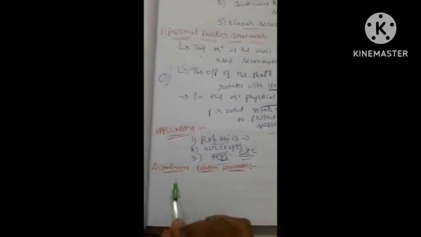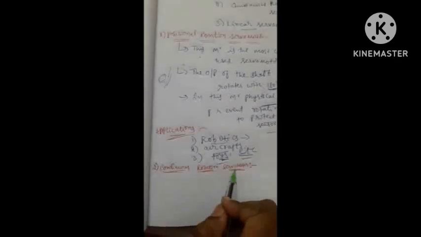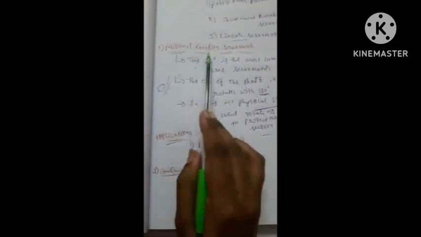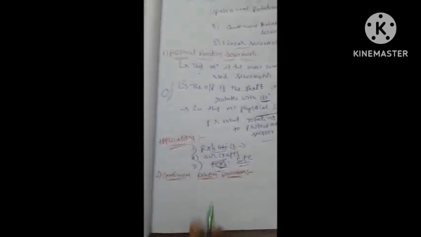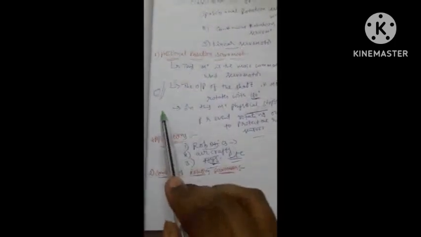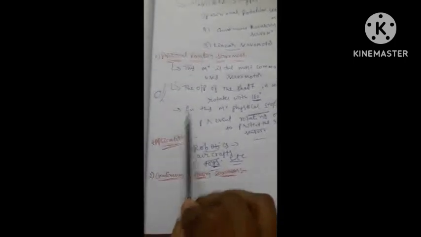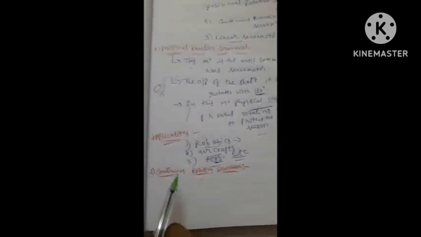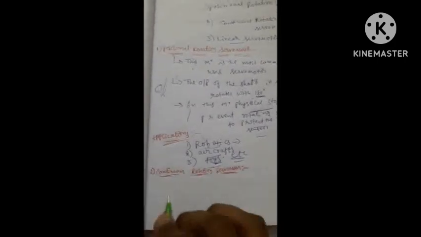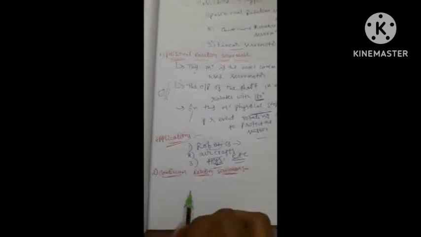So next classification of AC servo motor is continuous rotation servo motor. This continuous rotation servo motor is similar to the positional rotation servo motor, but the small difference between positional rotation and continuous rotation is that if we give the input as a linear path, it will go only in the linear path. But the name itself says continuous rotation servo motor, which means it will go in any direction.